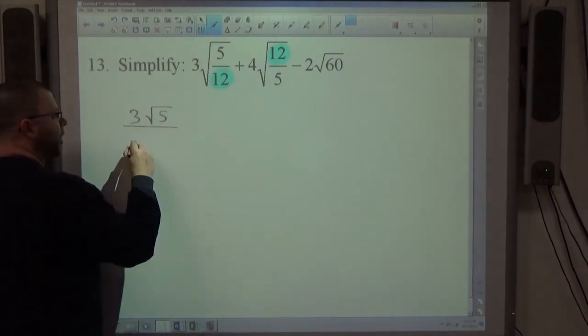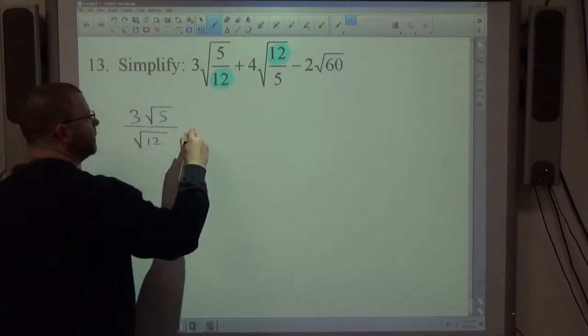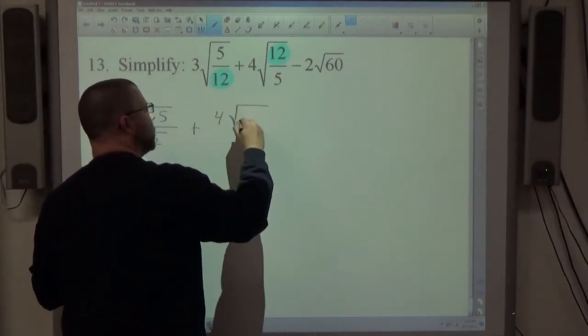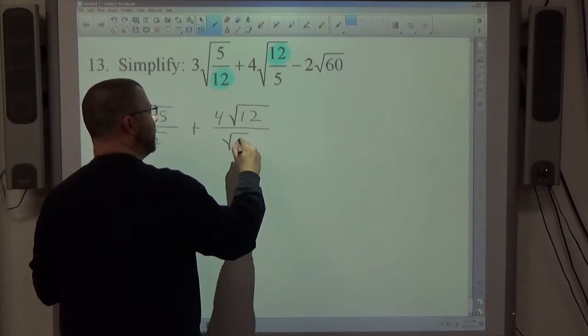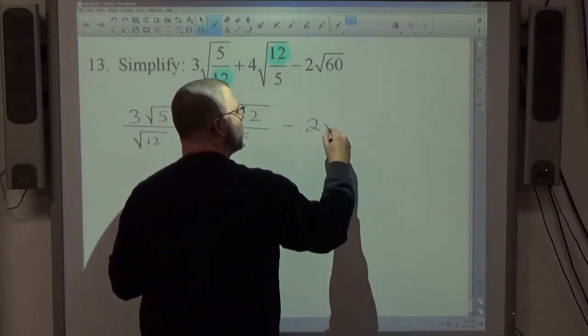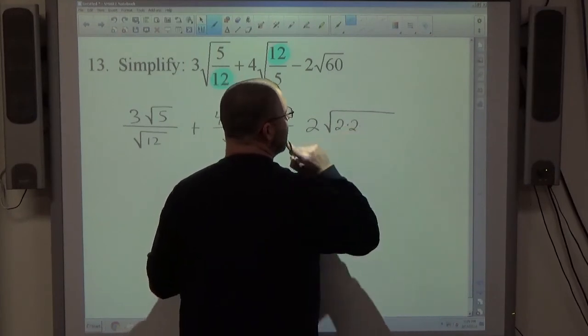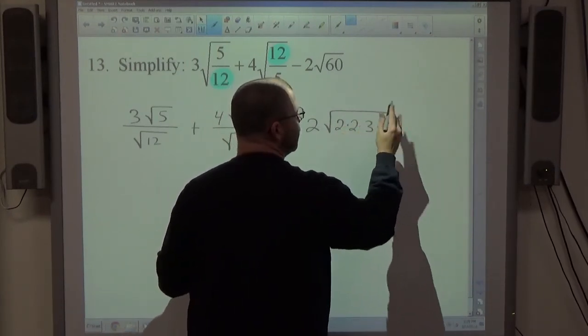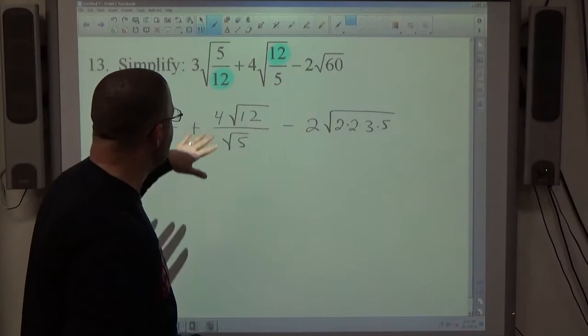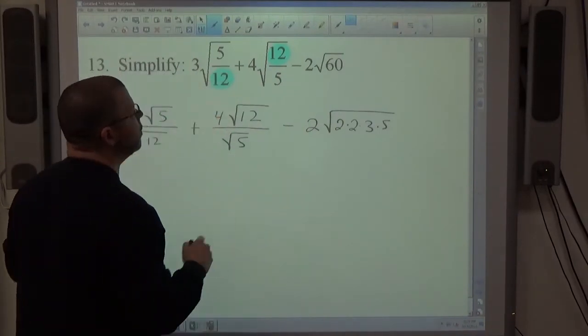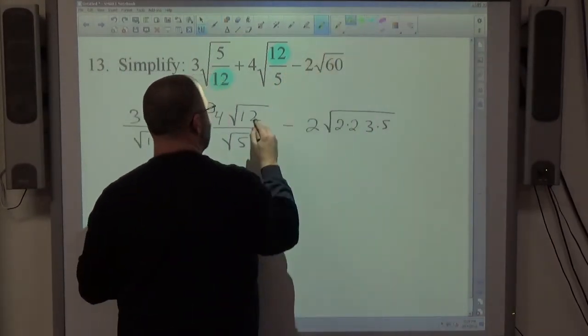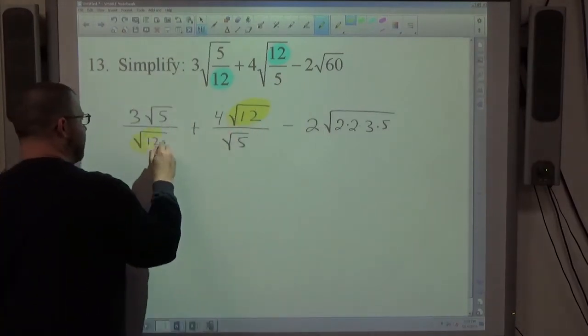So, square root of 5 is up there, square root of 12 is down here. Square root of 12 is up there, square root of 5 is down here. Then I got 2 times the square root of 60. At this here I can just go ahead and make 2 times 2 times 3 times 5. So I can go ahead and do that whenever I feel like it. What I want to be patient with here is these square roots that can simplify.